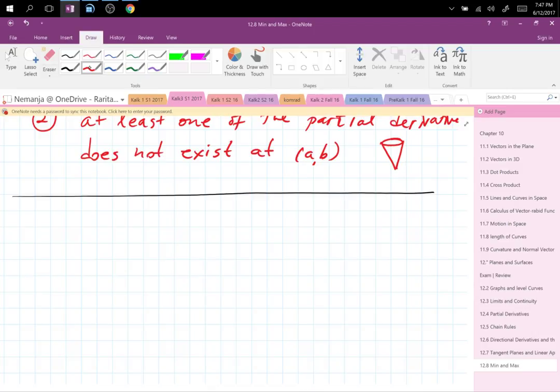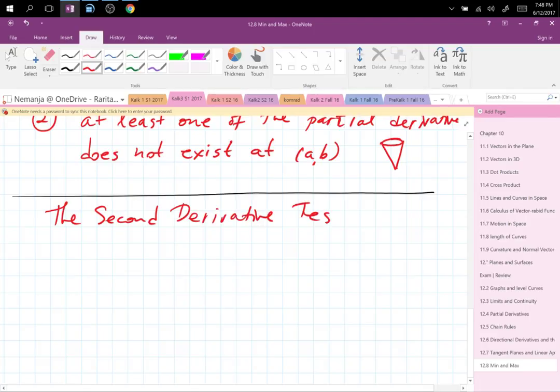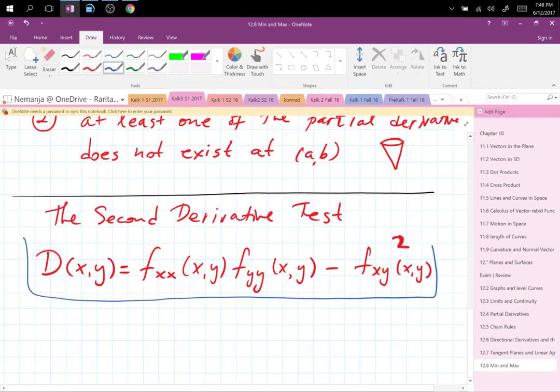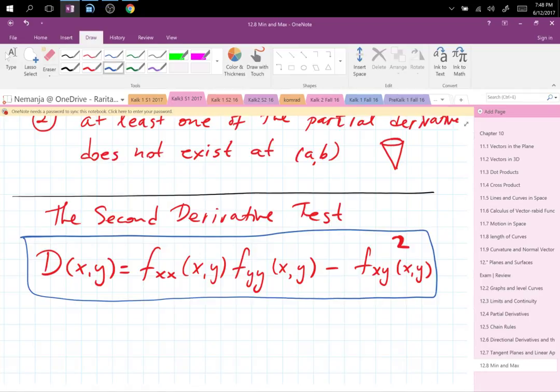So this is the big one. You will have to memorize this formula in order to solve problems. The formula for the second derivative test, D of x, y, is equal to the second partial derivative f_xx times the second partial derivative f_yy, minus the mixed partial derivative f_xy squared. That is the formula that you have to memorize. It's just the second partial in x times the second partial of y minus the mixed partials squared.